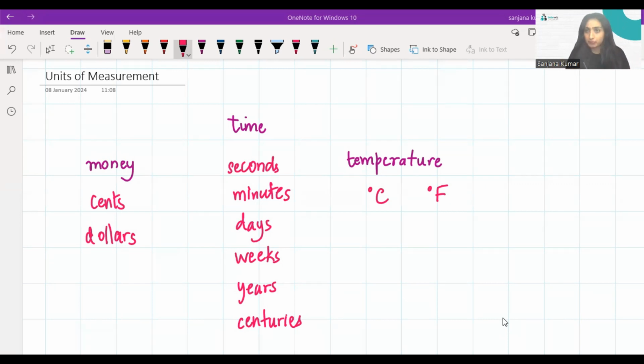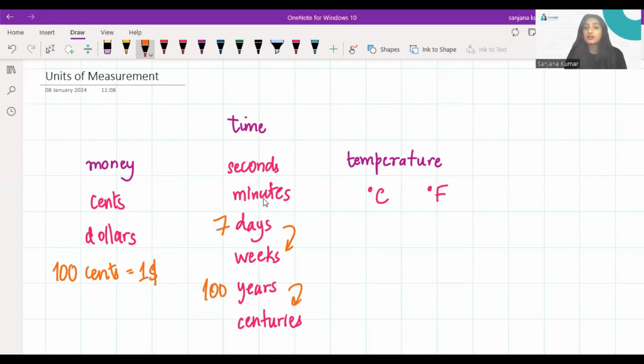For money, for example, I can measure money in dollars and cents. Now, it is one thing to know the different units, but it is also important to know the conversion between different units. So we all know that 100 cents make up $1. When I come to time, I can measure time in seconds, minutes, days, weeks, years, hours, decades, months, etc. And we all know that 60 seconds make up 1 minute, 7 days make up 1 week, 100 years make up a century, 24 hours make up a day, 60 minutes make up 1 hour, etc.